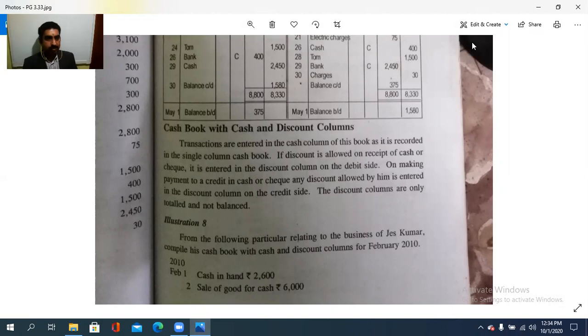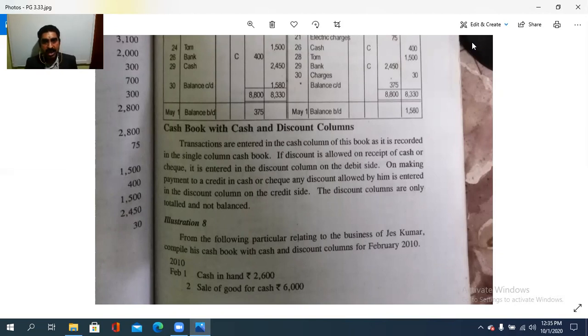So two types of discount are there, trade discount and cash discount. Only cash discount is relevant for this purpose. Trade discount is given on bulk purchase between the seller and the buyer, isn't it? In the case of trade discount, the amount is simply deducted. While in the case of a cash discount, that is entered for recording purposes.